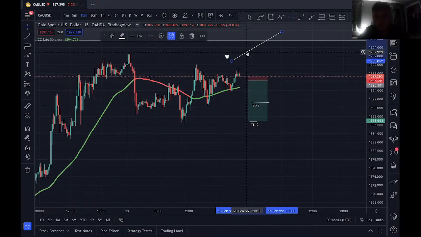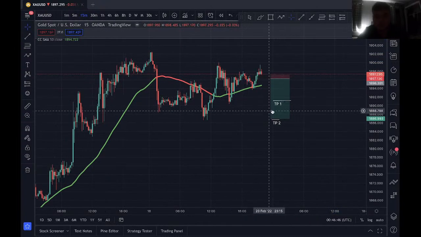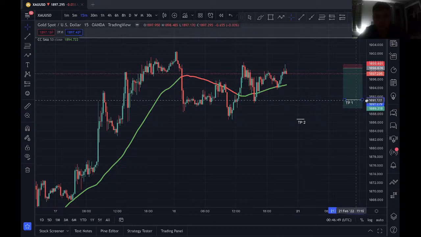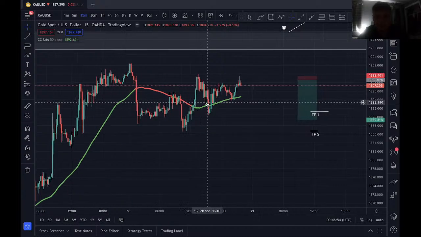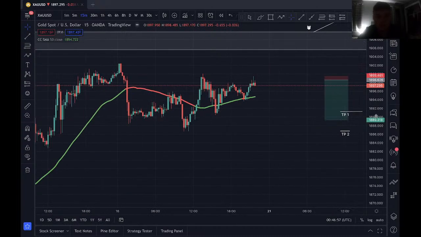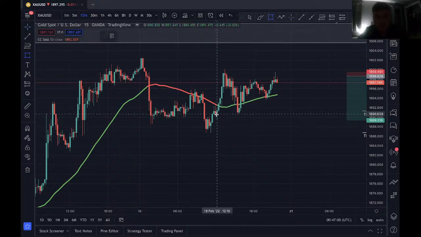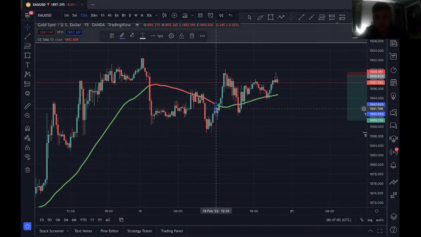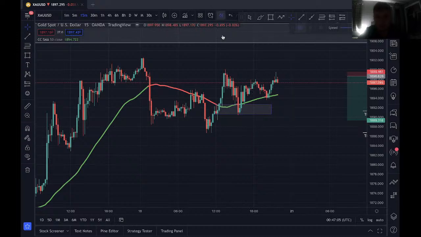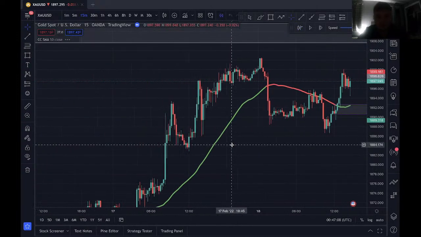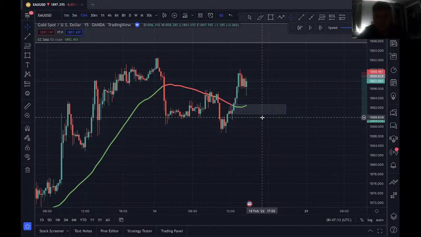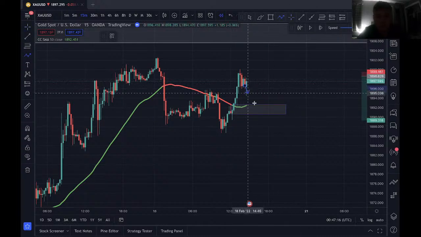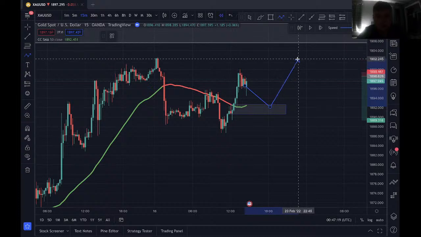I'll move these out of the way for now. Simple way of doing this is, once we see this break, where is the last push down before the push up? Right here. This is our last push down before the push up. So at this point, I'm hoping to catch price coming back down to these areas, and then back up to here. So this is our goal once we're identifying this.